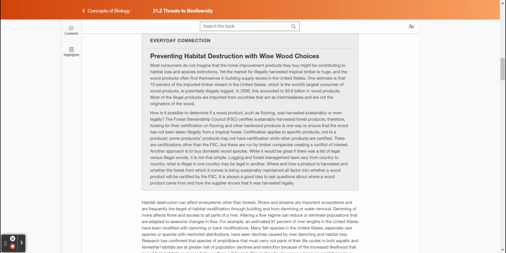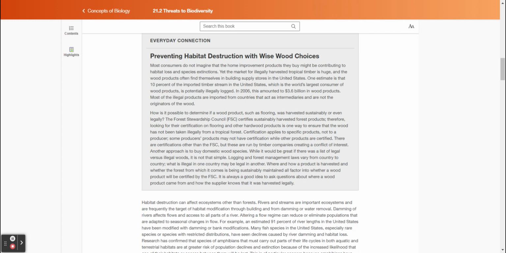The Forest Stewardship Council, the FSC, certifies sustainably harvested forest products. Therefore, looking for their certification on flooring and other hardwood products is one way to ensure that the wood has not been taken illegally from a tropical forest.